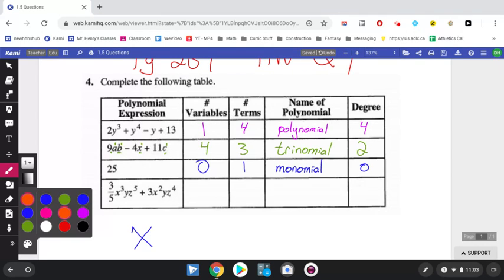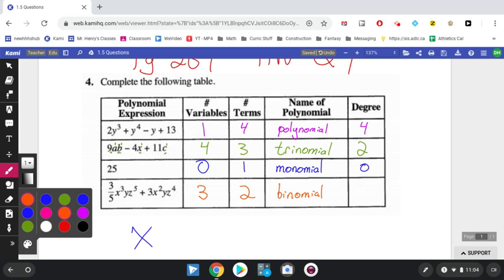And finally, moving on to the last one, 3/5 x cubed yz to the 5 plus 3x squared yz to the 4. X, y's, and z's, those are the variables I see. I have 3 different kinds of variables. In terms of terms, terms are separated by addition or subtraction. So I have this whole chunk plus this whole chunk. There's only 2 terms. Okay, they have a lot of pieces within. There's a lot of things multiplied, but the definition of the terms is they're separated by addition or subtraction. 2 terms, those are called binomials.